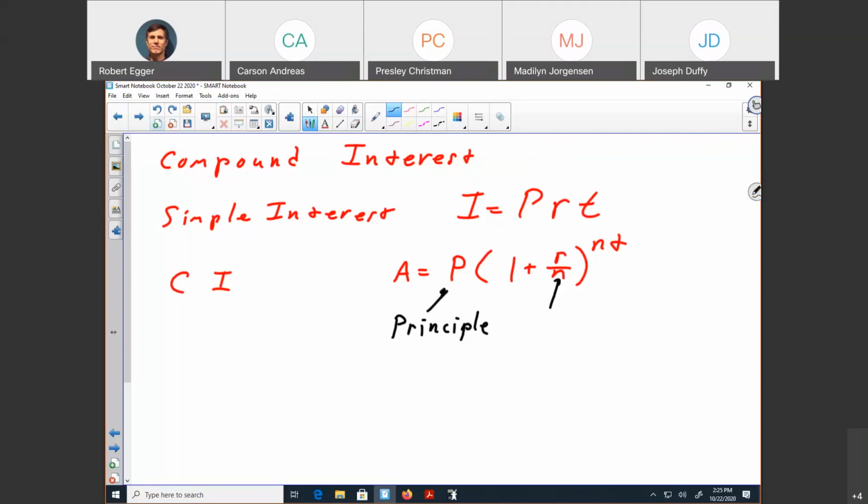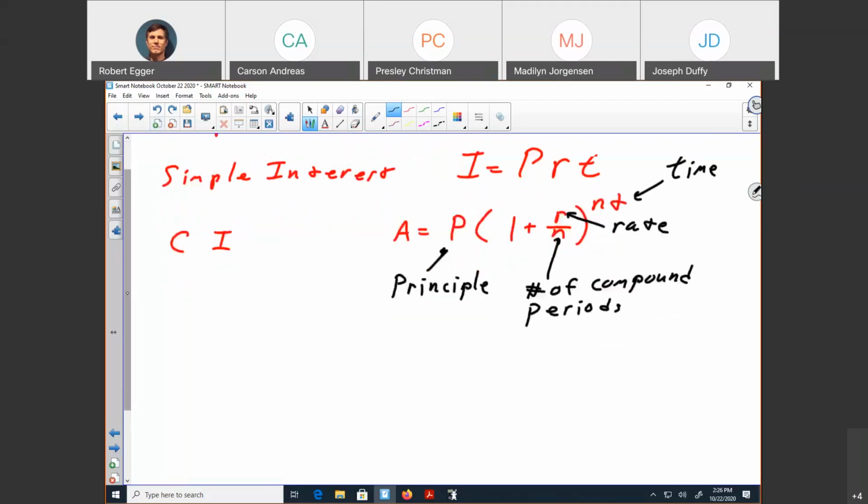N is the number of compounding periods per year. T is time, obviously. And of course, R is your rate, the interest rate. All right. I'll be careful here. Gotta make sure everything matches.